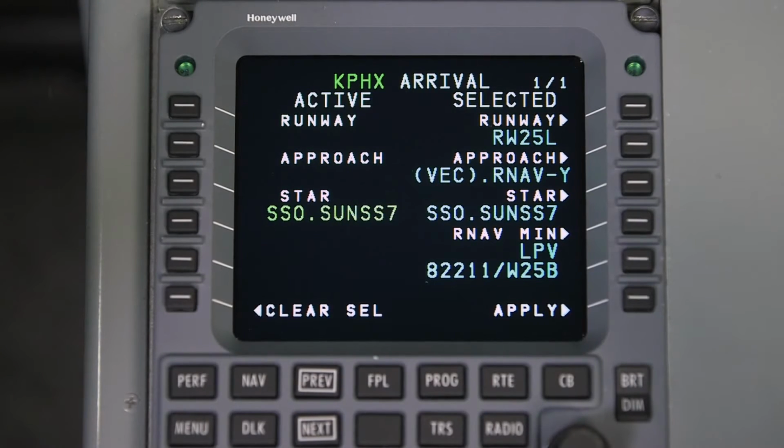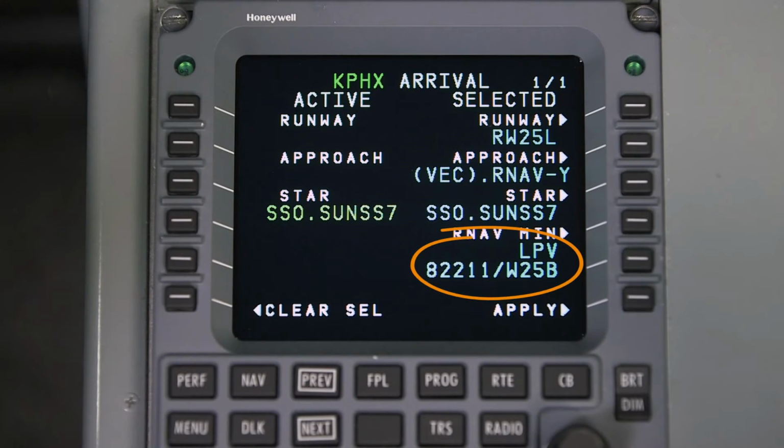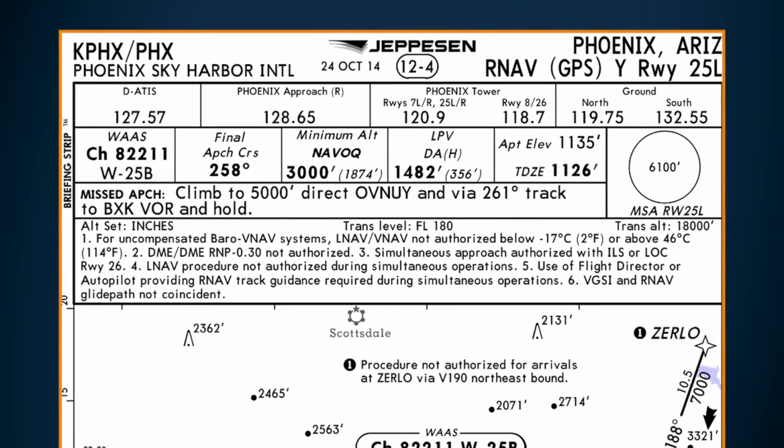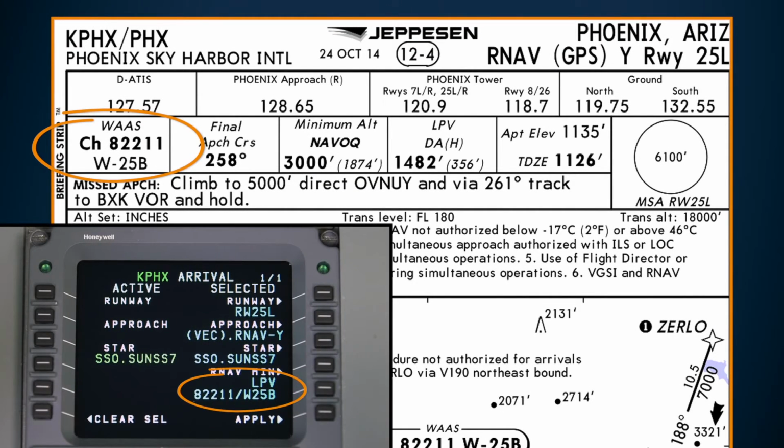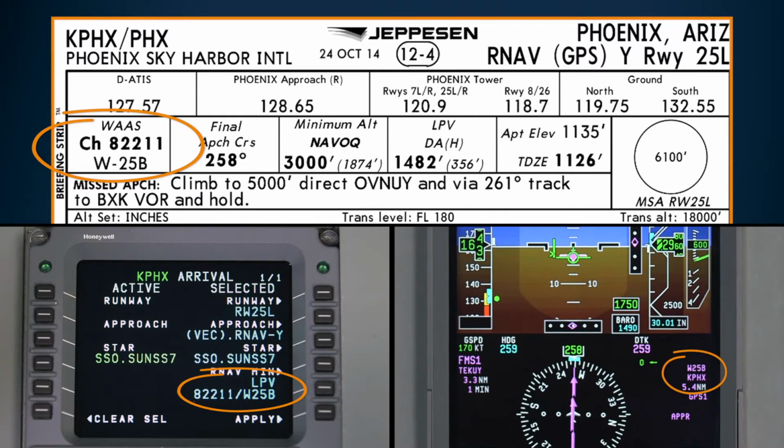Each RNAV approach with LPV minimums is identified by a unique approach identifier, or approach ID. The crew must verify the approach ID on the approach chart and the arrival page on the MCDU prior to flying the approach, and on the PFD once LPV is active.